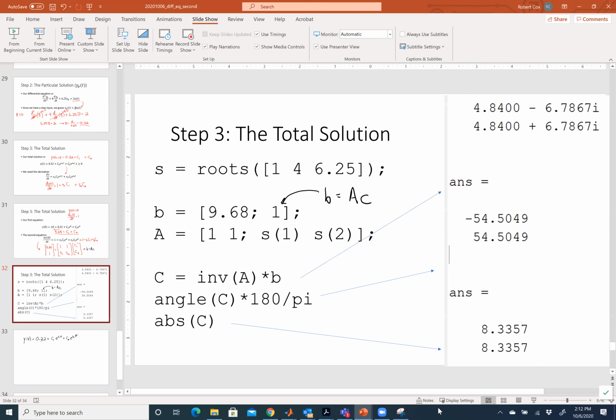Okay. What this guy is here, this is the angle of C1. All right. This is the angle of C2. This is the magnitude of C1. And this is the magnitude of C2. Okay. So what I see is they're conjugates. So their magnitudes are the same, but their angles are opposites. Okay. So here's how I'm going to write this guy.